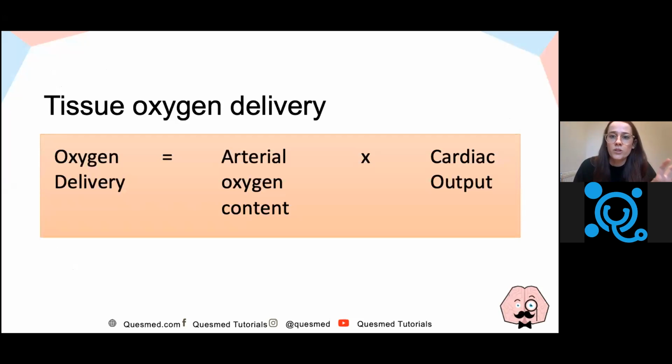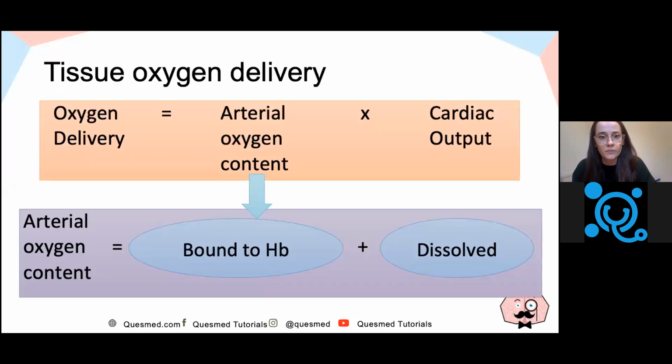So tissue oxygen delivery can be broken down into the arterial content of blood, and then timesing that by the cardiac output, because it's how much oxygen is in the blood and how much blood is getting to the tissues, okay? We can break that down even further. So the arterial oxygen content can be divided into how much oxygen is bound to hemoglobin and also how much oxygen is dissolved just in the blood, okay?